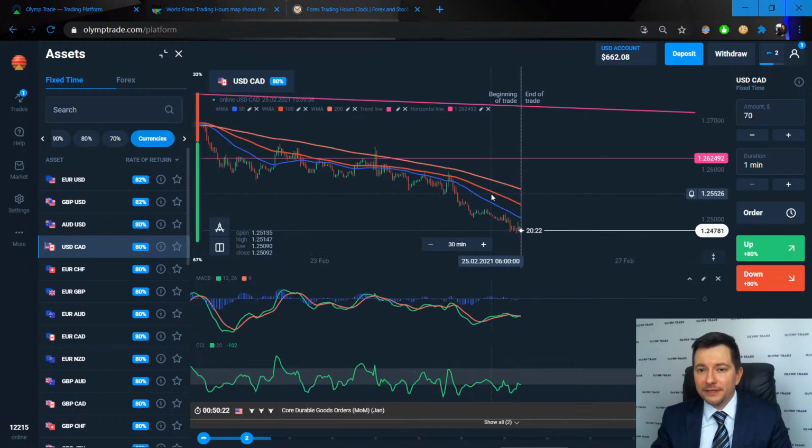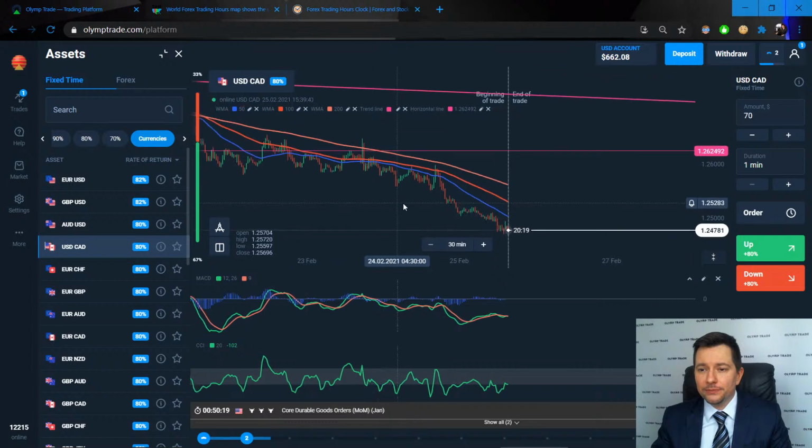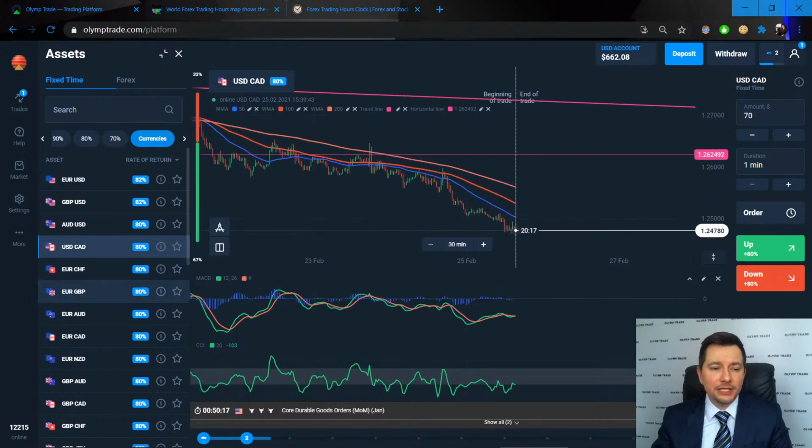So this would be a definite sell in the short term. We had a look at the Aussie CAD on the daily graph.